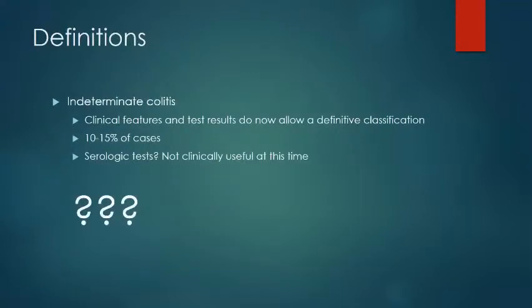And then the last entity is indeterminate colitis. So indeterminate colitis is basically colonic inflammation where it doesn't quite fit the picture of UC, maybe moving towards Crohn's, but we're not sure yet. There's no serological testing to help us with this, and this is a minority of cases, but it is not uncommon, like 10 to 15% of the cases. But we do treat this similar to other IBD colitis.